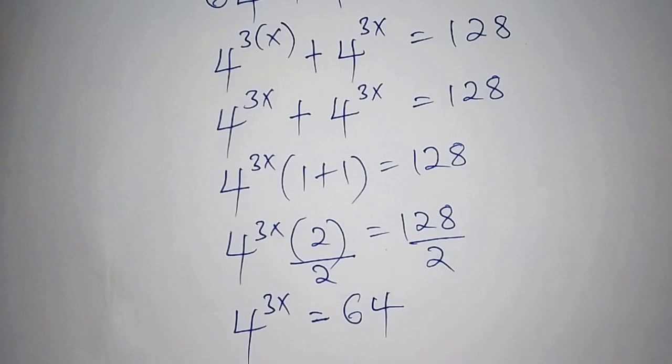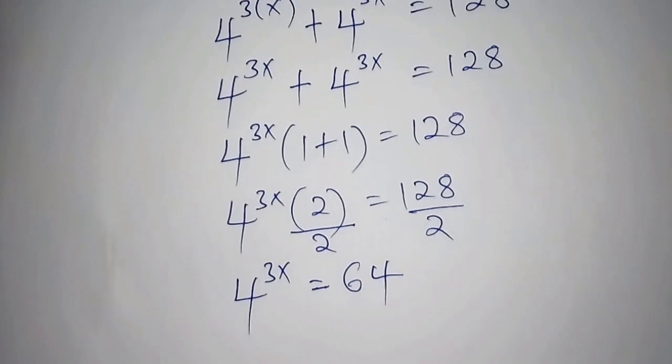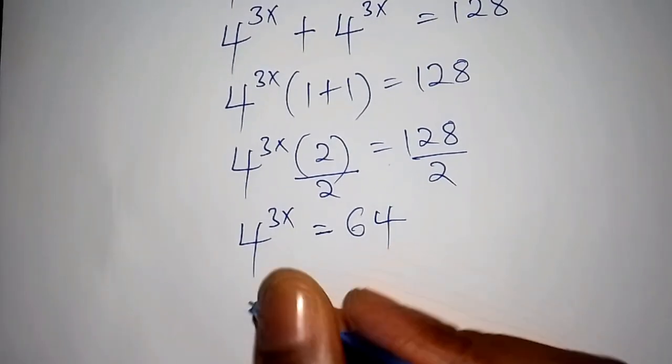So now we can have it this way. We can factorize or change 64 to a power form, or to a base with a power. That is the same as the one for 4. We have base 4, we have 3, which is a power. So we want to change the 64 to base 4. When you change it, we shall have 4 to the power of 3x.